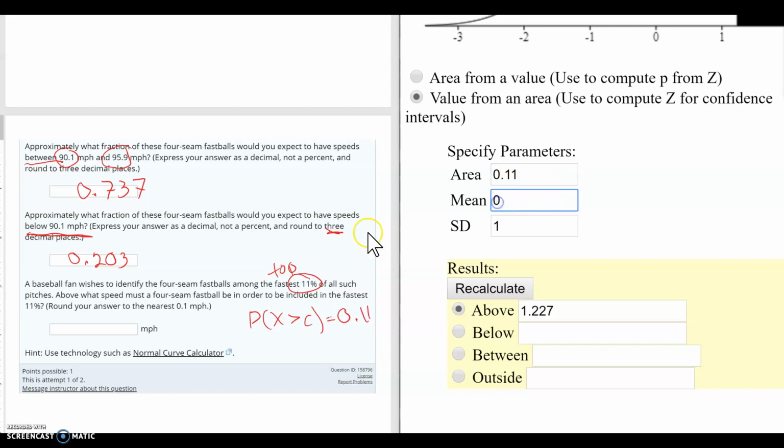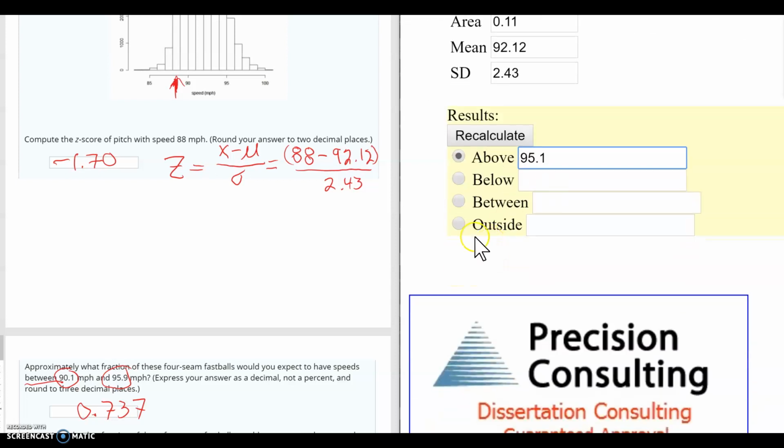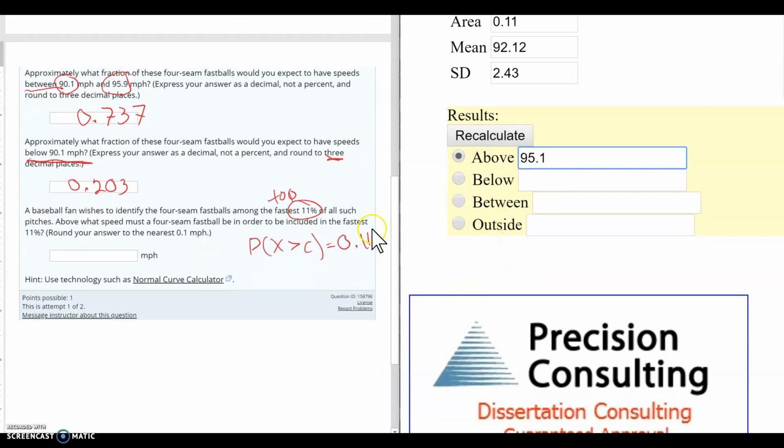My mean, I have to go back and get my mean. That was 92.12. Okay, my standard deviation, 2.43. And I want everything above. Okay, so let me scroll down here. So the value C that I need is everything above 95.1.